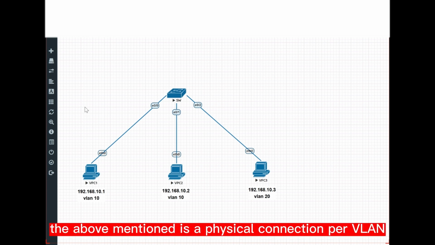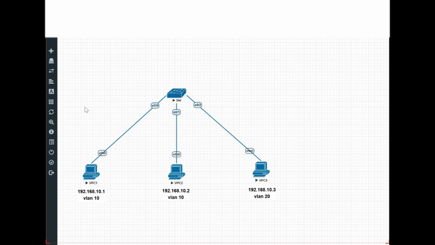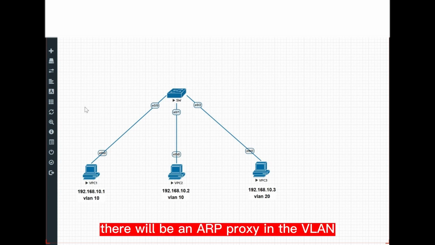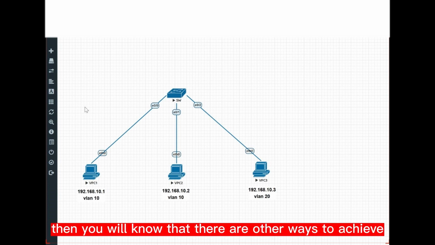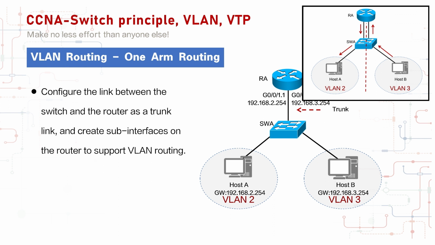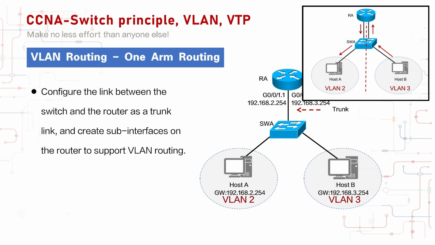The above mentioned is a physical connection per VLAN. When you learn NP in the future, you will talk about ARP proxy. In the future, there will be an ARP proxy in the VLAN. We only learned one ARP proxy in the NA phase, the easiest one. Then you will know that there are other ways to achieve it. Let's look down and go on to talk about a slightly more complicated knowledge point.